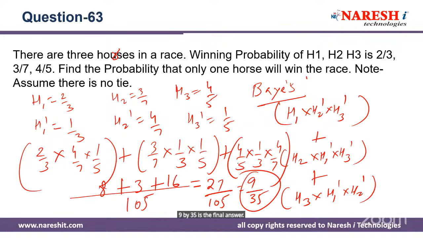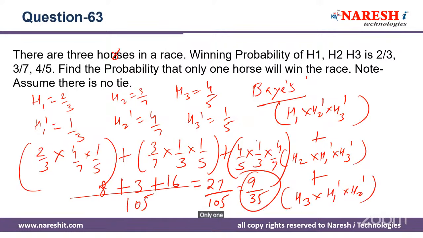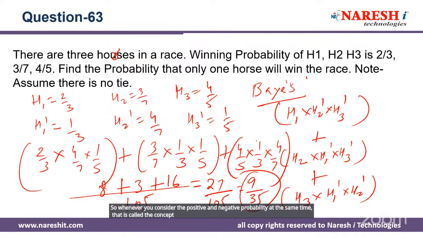I'm telling one more time, Bayes theorem means when there is a possibility of any one case, then at the same time there is a possibility of the other case not happening. So whenever you consider the positive and negative probability at the same time, that is called the concept of Bayes theorem.